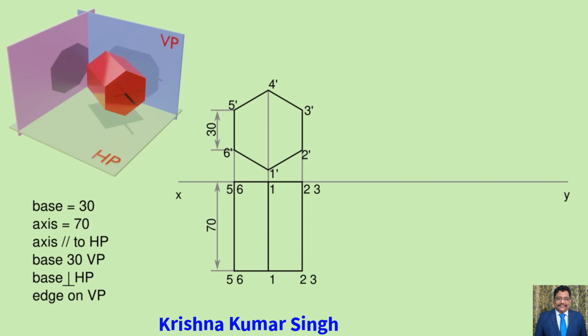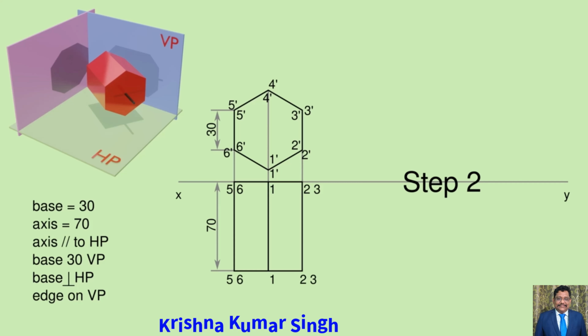Let's give lettering to the corners of the prism. Assume corners of the hexagon in front view as 1', 2', 3', 4', 5', 6' and corners of the hexagon in top view as 1, 2, 3, 4, 5, 6. So the top view should be named as 5, 5, 6, 6, 1, 1, 4, 4, 2, 2, 3, 3 without dashes. And the front view top should be named as 5'5', 6'6', 1'1', 4'4', 2'2' and 3'3'.